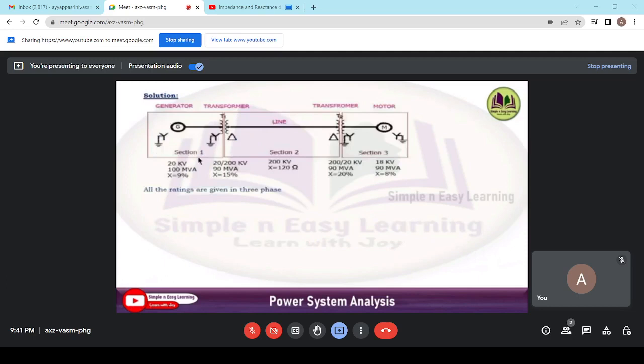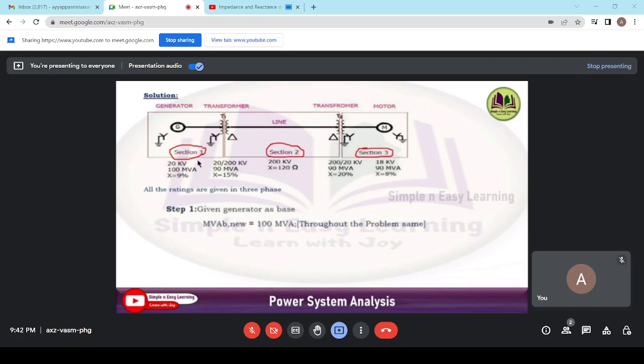We can divide the single line diagram into various sections. So what are all the sections? The first section is the generator and the low voltage side of the transformer, the primary of transformer 1. The high voltage side of transformer 1, the transmission line, and transformer 2 high voltage side come under section 2. Then the low voltage side of transformer T2 and the motor come under section 3. All these ratings are given in 3 phase.